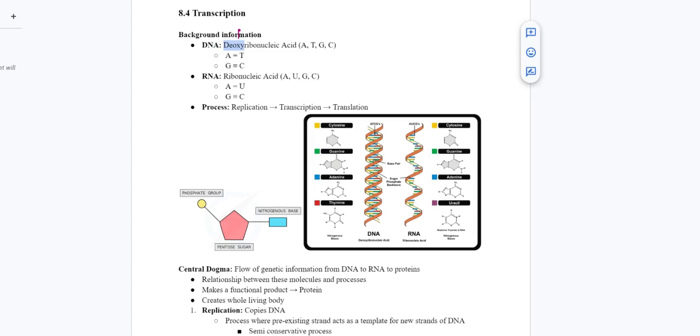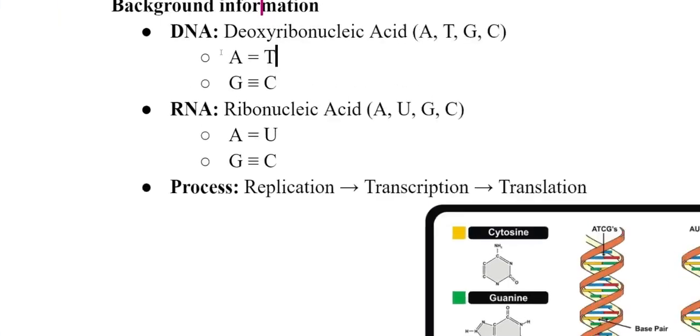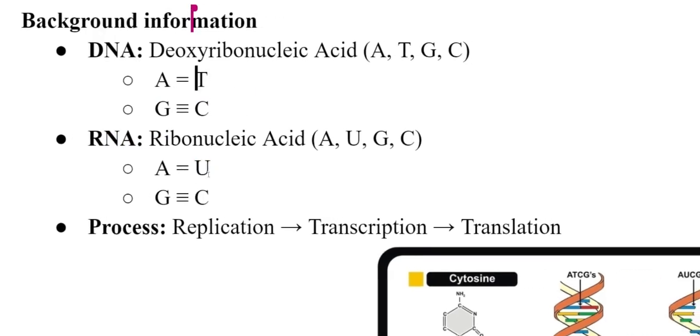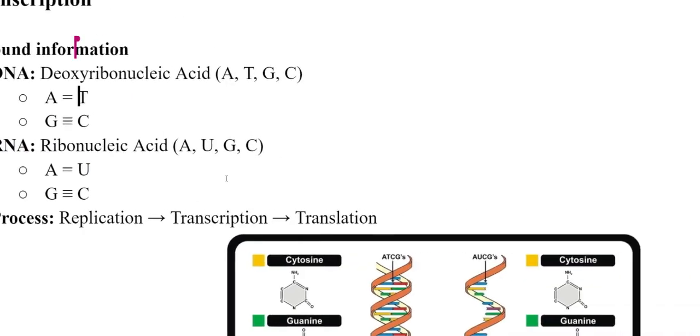Now, as you can see here, DNA has four types of nitrogenous bases, and they are A, T, G, C, while RNA, the only one that's different is the U. So U is uracil. They have A, U, G, C. And if you see here, A and T bond together with two hydrogen bonds, while G and C bond together with three hydrogen bonds. The same thing is for RNA, except the T and the U are replaced.